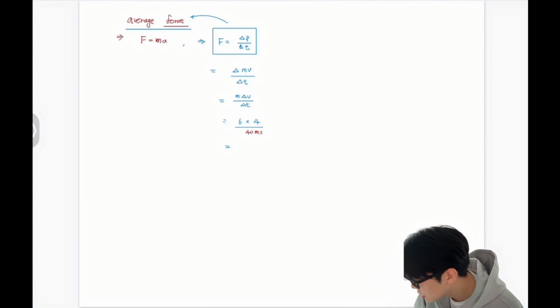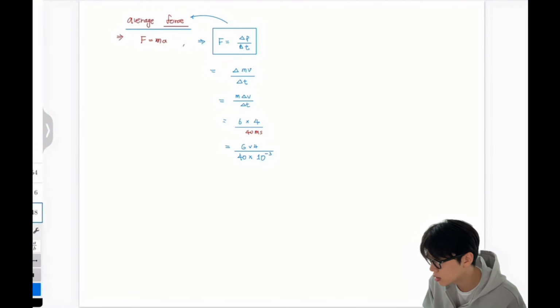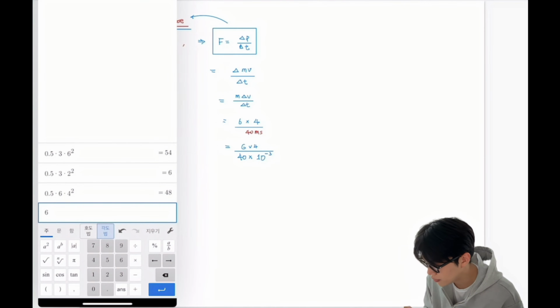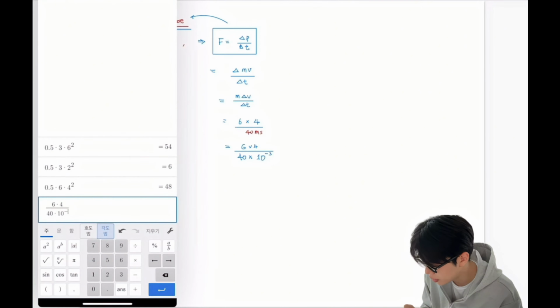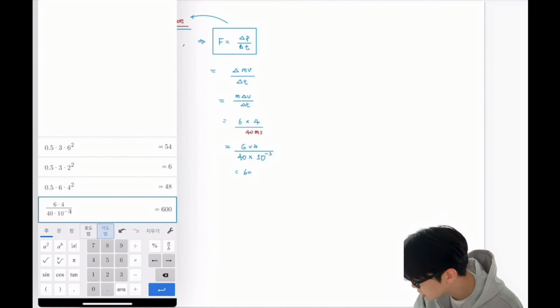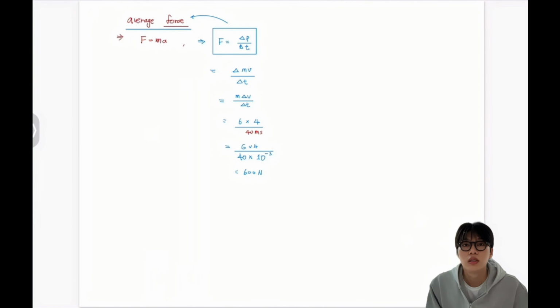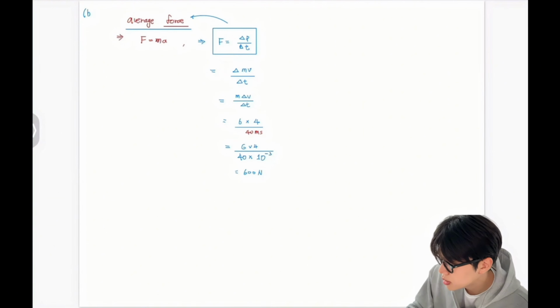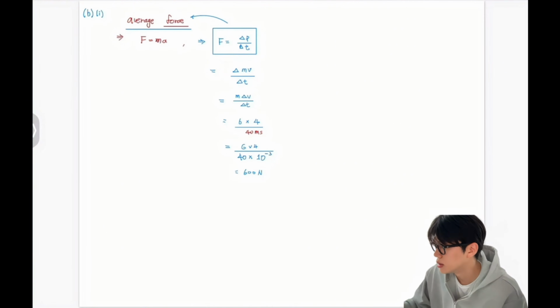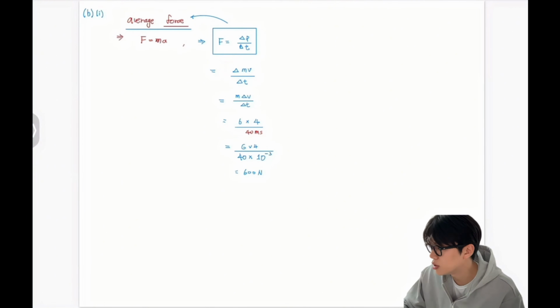So now we have to change the milliseconds to seconds. For milliseconds, we have to multiply by 10 to the negative 3, right? So if you calculate 6 times 4 divided by 40 times 10 to the negative 3, we have 600 newtons. Okay, so that was question B1. So let's move on to question B2.